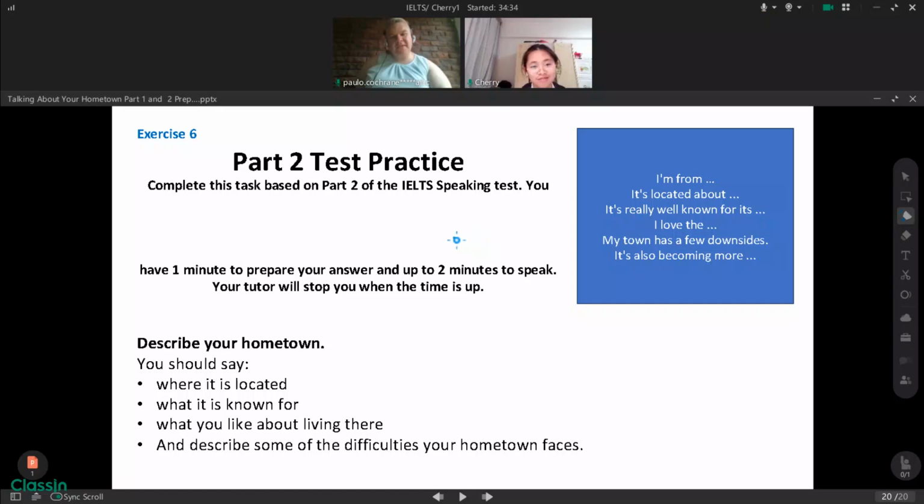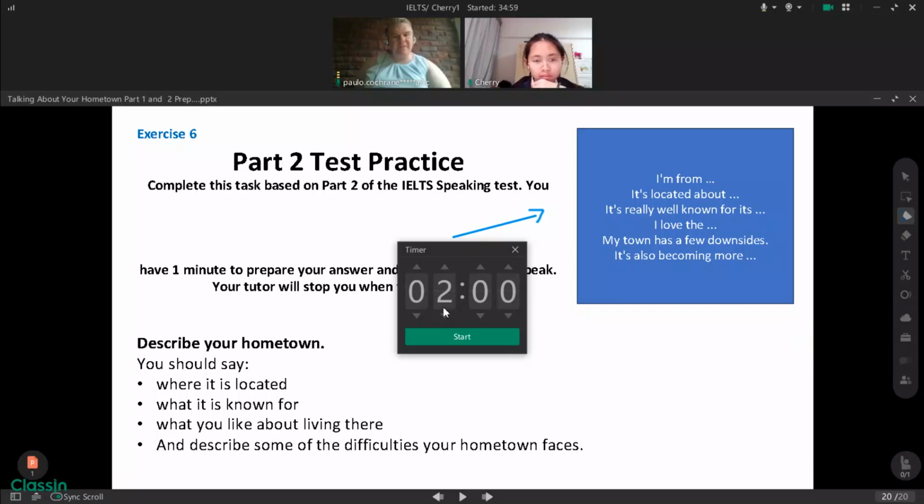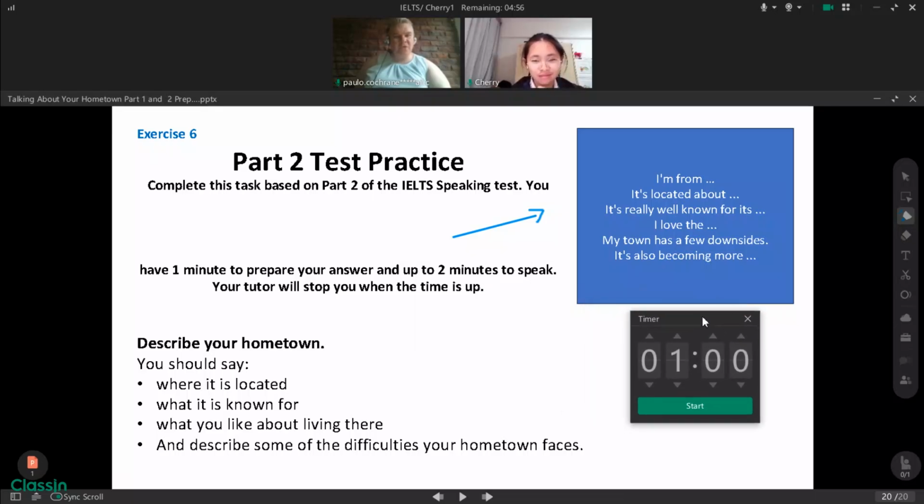I've pasted the very same helpful vocabulary that you can use. All right, so in part two, you will describe your hometown. You should say where it is located, what it is known for, what you like about living there, and describe some of the difficulties your hometown faces. All right, so I'm going to give you a timer now, and I'm going to time you for 1 minute. Okay, preparation, and then you will talk for up to 2 minutes. Okay, your 1 minute preparation time starts now.